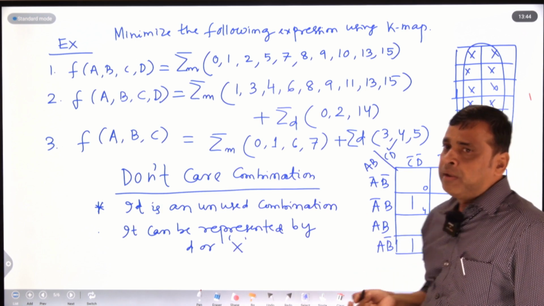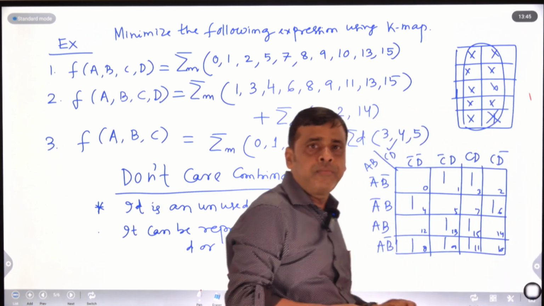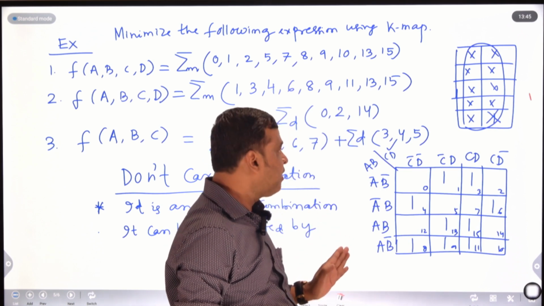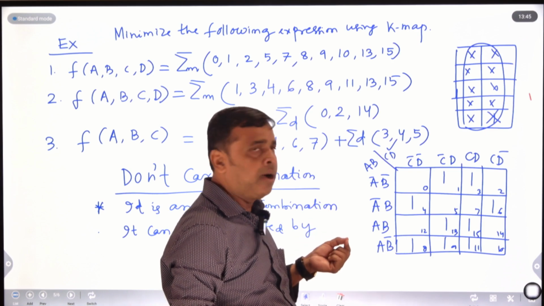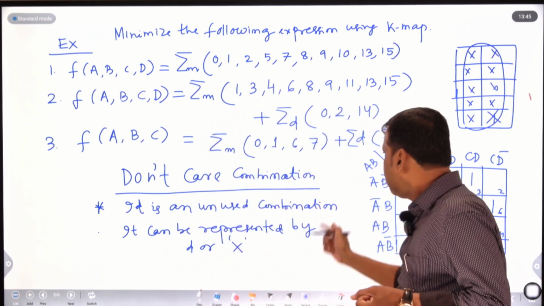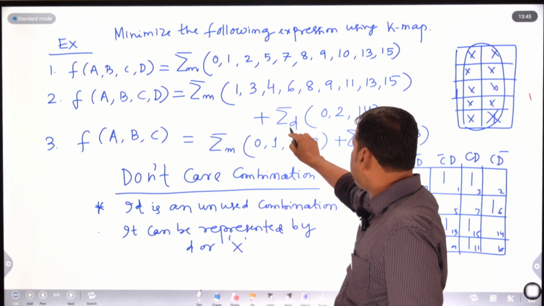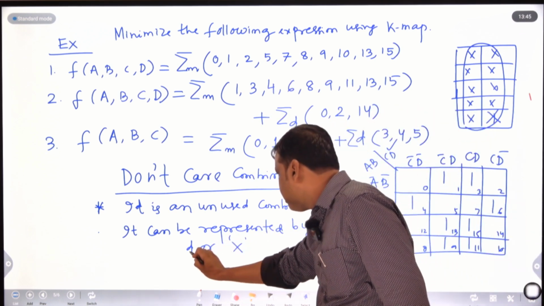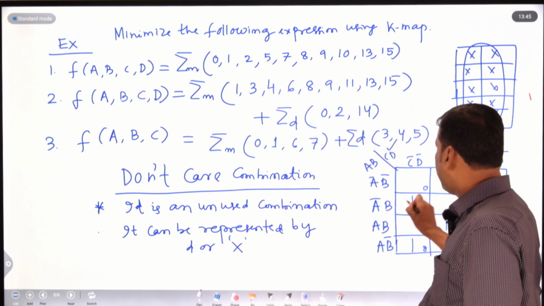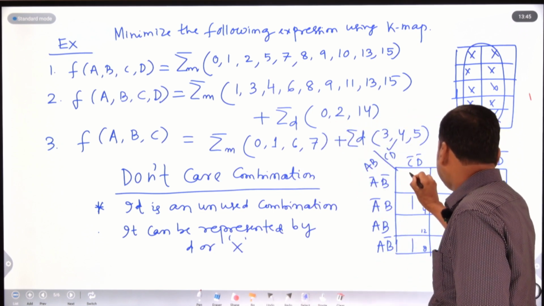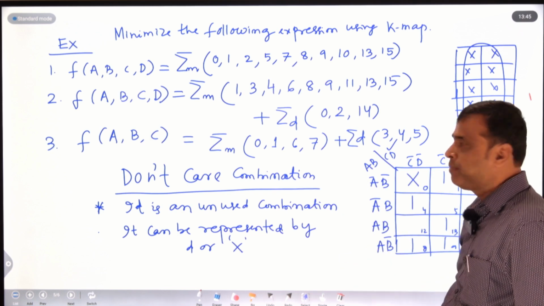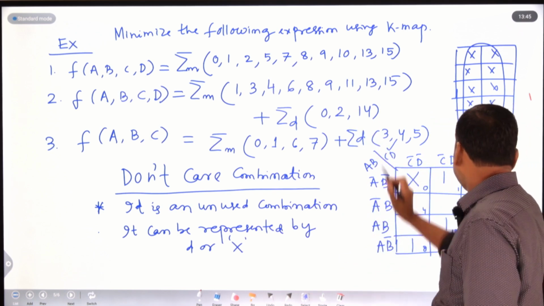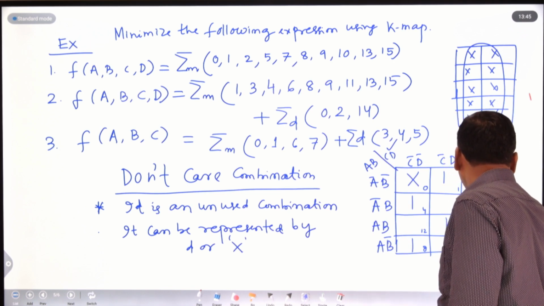In the previous example, grouping of 1s gave the minimal product terms. There were 3 quads possible, and in 4 variables each quad reduces 2 variables. But in this example, don't care combinations are here, 0 to 14. Don't care you can represent by D or cross. In respective squares, in position 0, there is a cross, meaning don't care. Another is 2, where? Here there is a don't care. And 14 is here, there is a don't care.